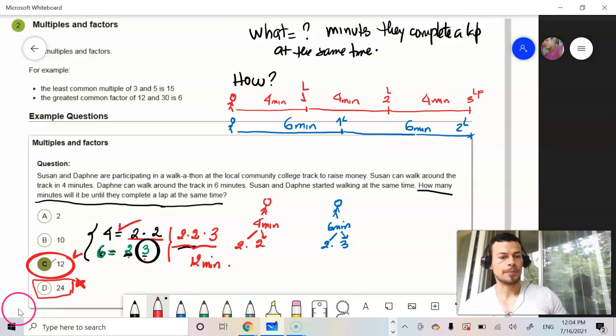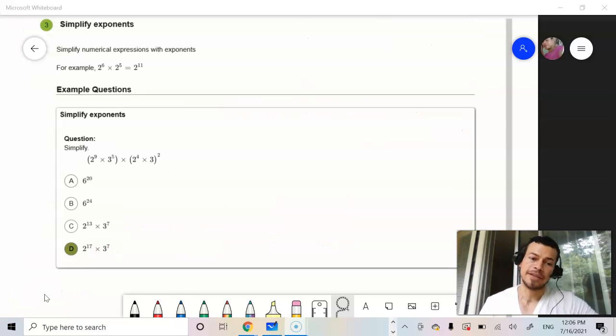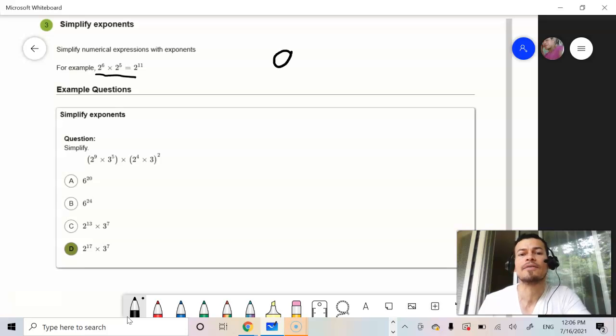Option C. Let's review now exercise 3. In this exercise, we are going to simplify exponents. Then we have an example here. It says, simplify numerical expressions with exponents. For example, 2 raised to the power of 6 by 2 raised to the power of 5 is equal to 2 raised to the power of 11. So basically, when you are multiplying exponents and you have the same base, remember, the big number is the base, and the small number at the top, this one here, is the exponent.